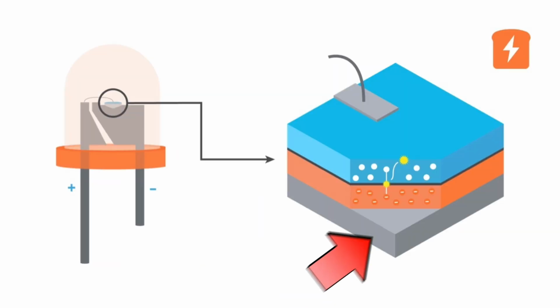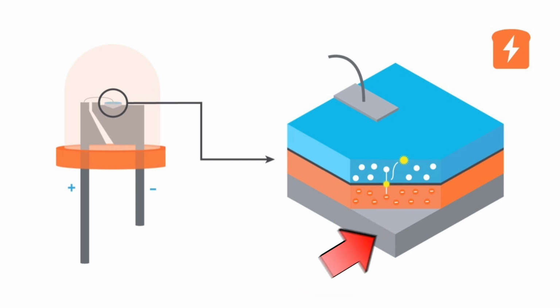Last part is the substrate. The substrate in an LED chip serves several important purposes, like structural support. The substrate provides a solid foundation for the entire LED structure. It's usually made of a material like silicon or sapphire, which is strong and stable. This allows for the fabrication of the LED chip and its packaging without deforming or breaking.